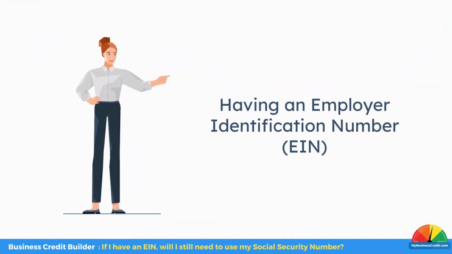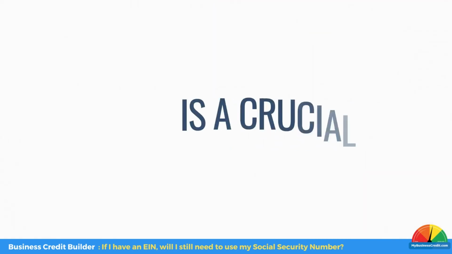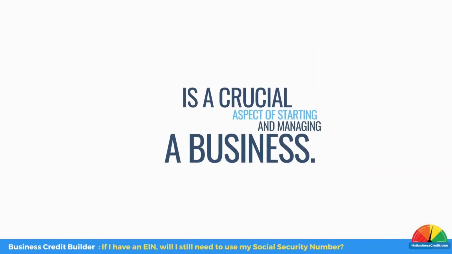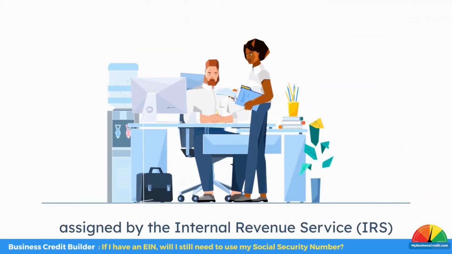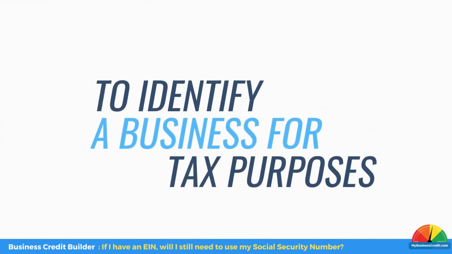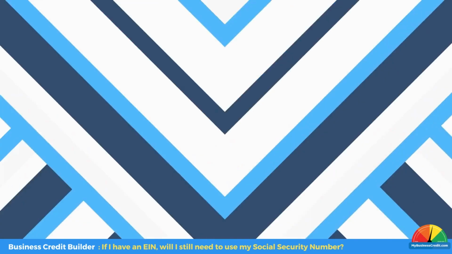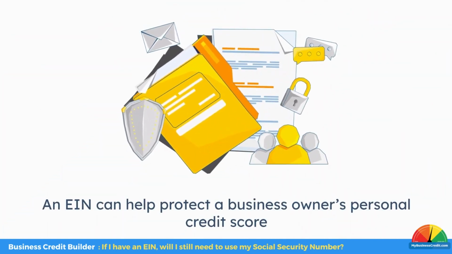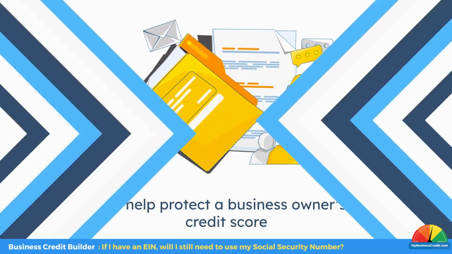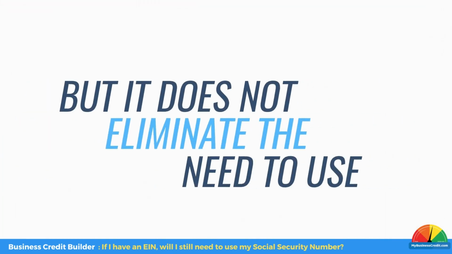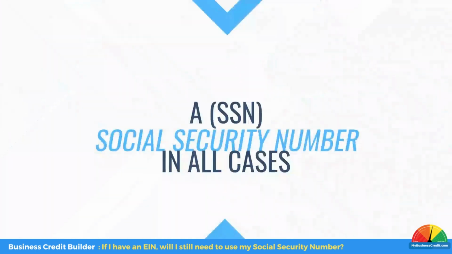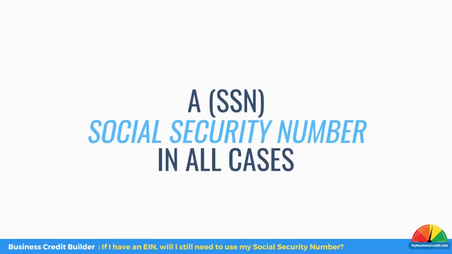If I have an EIN, will I still need to use my Social Security number? Having an employer identification number, EIN, is a crucial aspect of starting and managing a business. It is a unique identifier assigned by the Internal Revenue Service (IRS) to identify a business for tax purposes. An EIN can help protect a business owner's personal credit score by separating business and personal financial transactions, but it does not eliminate the need to use a Social Security number (SSN) in all cases.